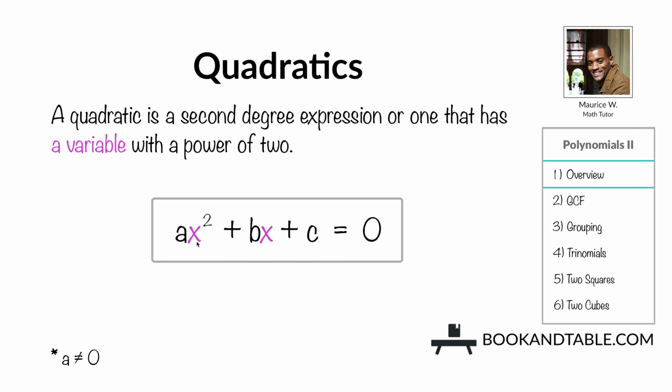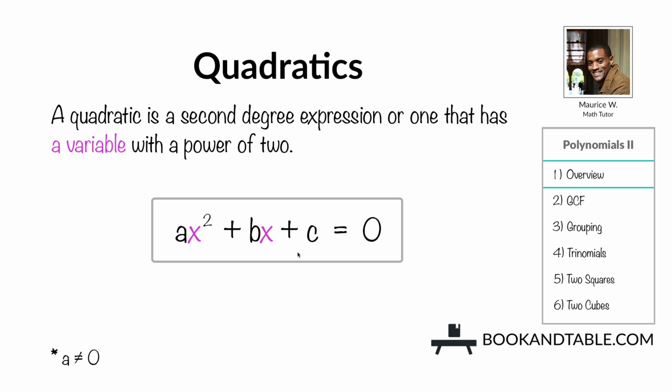The leading coefficient of our quadratic term cannot be equal to 0. Otherwise, x squared would not exist. 0 times anything would be 0, and thus we would not have a variable with an exponent of 2. So a cannot be equal to 0. B can be equal to 0. So you can have a quadratic that just has one variable, and that variable has an exponent of 2.